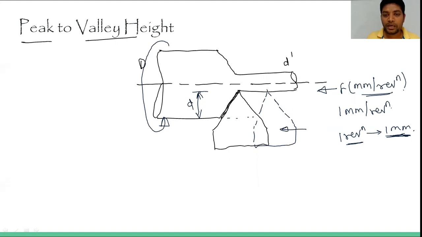So initially we are keeping this tool over here. Not exactly, initially it was here, but at a random position we are taking this one, and we are assuming that when one revolution is completed we move our tool in this direction.